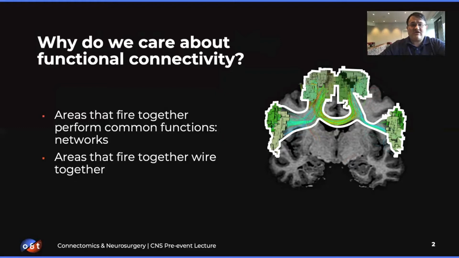And functional connectivity and other related connectomic features provide us a lot of interesting insights into the function of large-scale human brain networks. We know that areas that fire together tend to perform common types of functions, and that areas that fire together are usually wired together, meaning there's usually a direct physical connection that can be demonstrated on diffusion tensor imaging or other modalities.